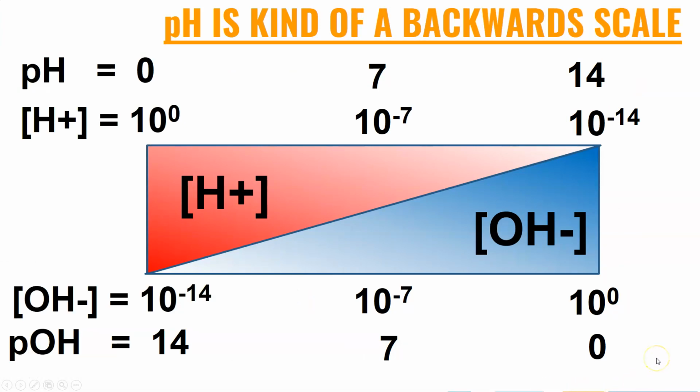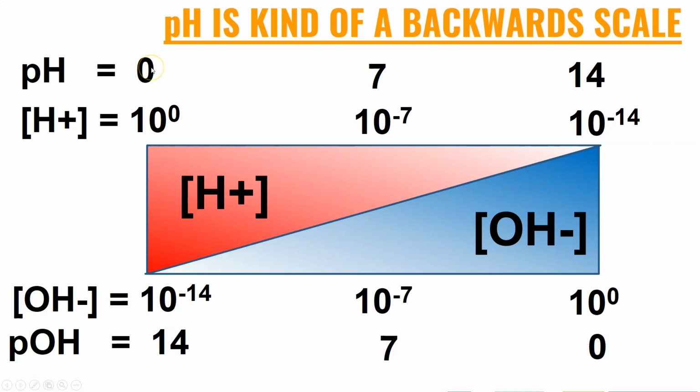All right, I like this graphic. It looks a little bit weird at first, so let me talk you through it. The red triangle is trying to represent the amount of hydrogen ions. Down here we have a lot, up here we have a little. The blue triangle is trying to represent hydroxide ions. Up here we have a lot, down here we have a little. As you get fewer hydrogen ions, the amount of hydroxide goes up, and vice versa.